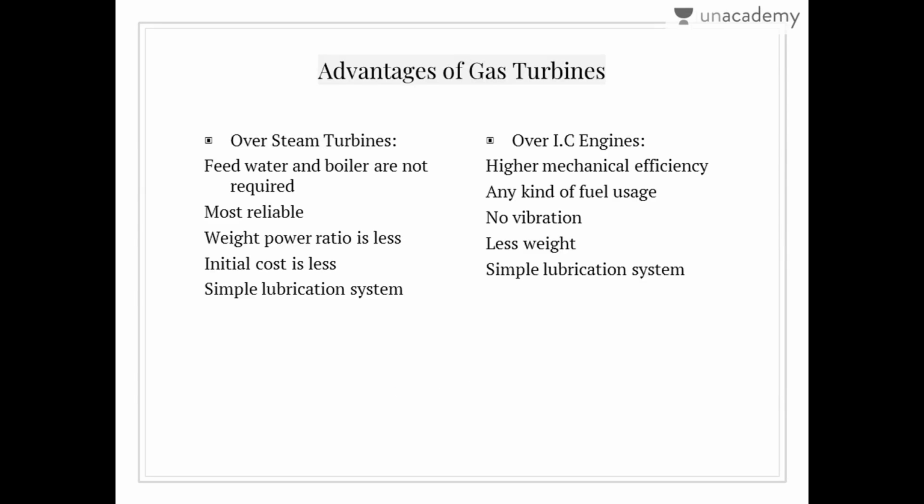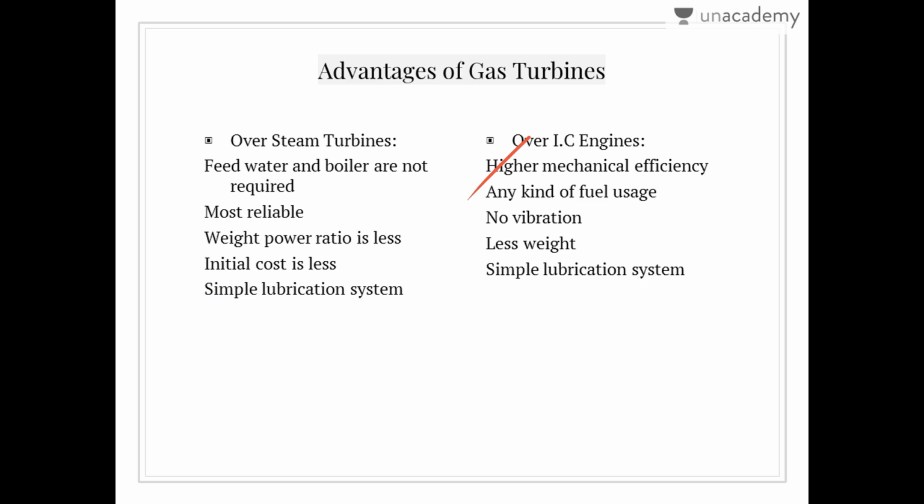So what are the advantages of gas turbines over steam turbines and over IC engines? This is what we have done the classification over here. Over steam turbines, feed water and boiler are not required. It is most reliable compared to the steam turbines. Its weight power ratio is very less. The initial cost is also very less and the maintenance costs are also very less, and it has a very simple lubrication system. Over the IC engines, the mechanical efficiency is higher.